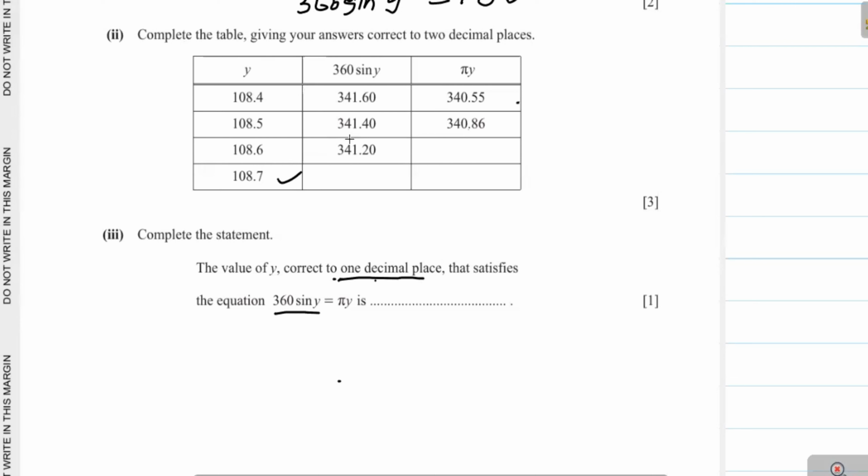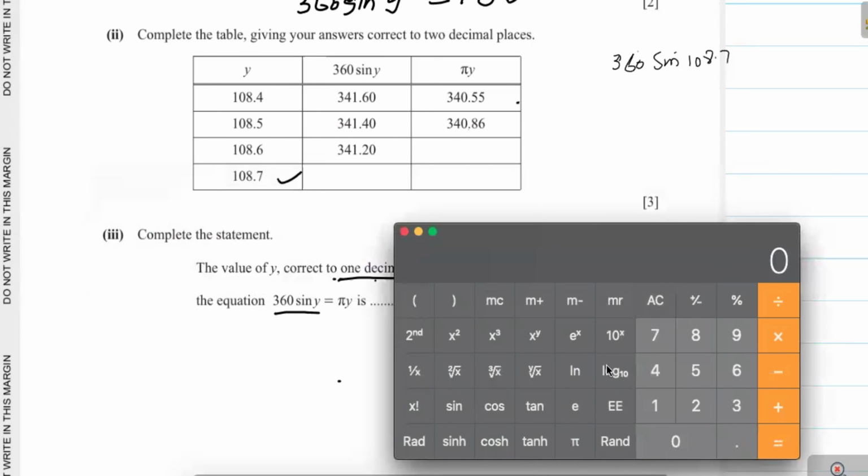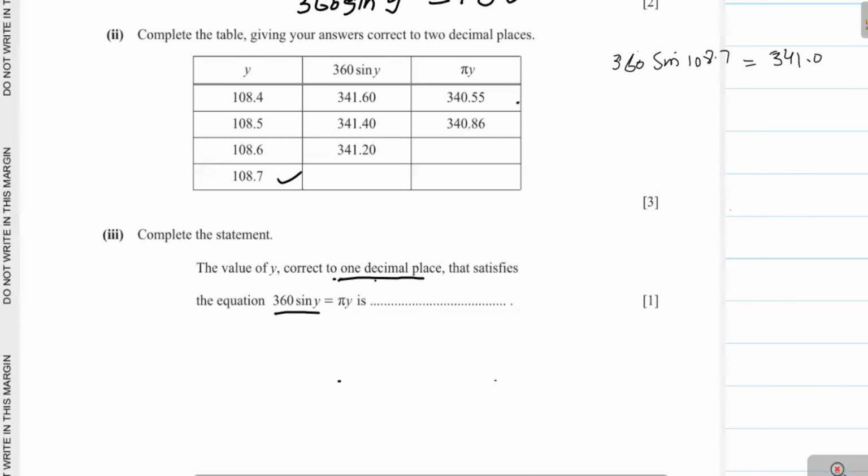Part second, complete the table. Firstly, we will complete 360 into sine y when y is 108.7. Therefore, we will write 360 multiply sine 108.7. And this value will be equal to 341.0.